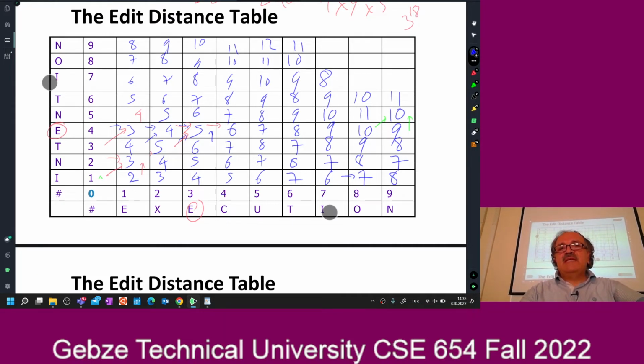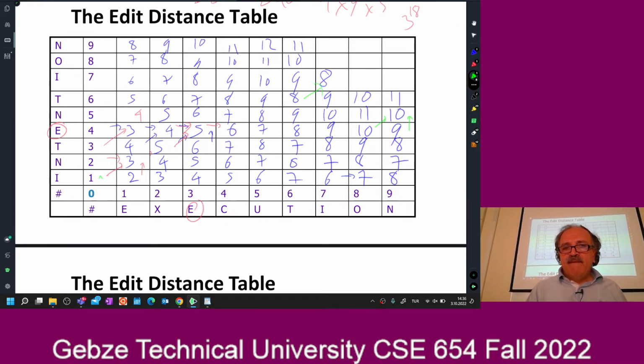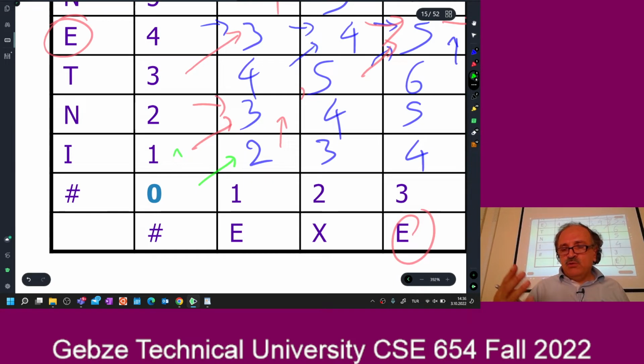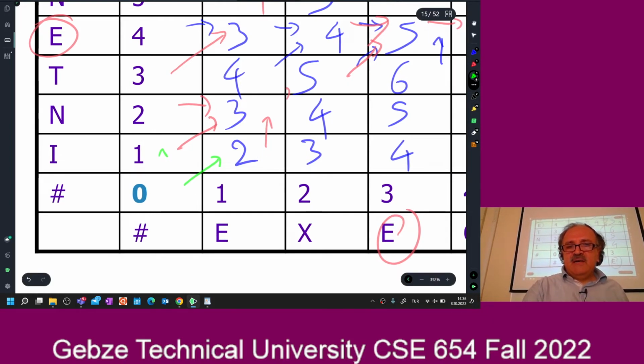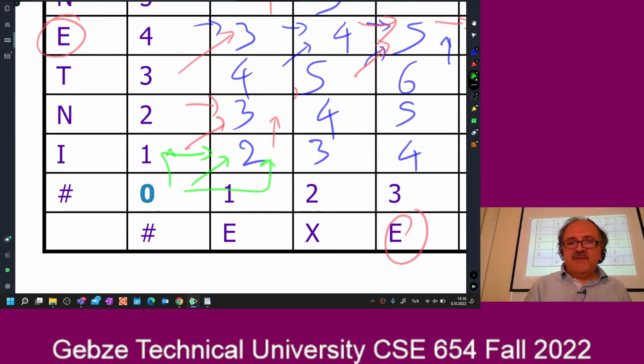Well, substitution doesn't keep the letter, but in this case, the cost of substitution is 0. Cost of substitution here is 0. That's why I chose it. In this case, the cost of substitution is 2, because E and I are 2 different letters. Okay? Doesn't matter if I come this way or this way or that way. They all end up with 2.